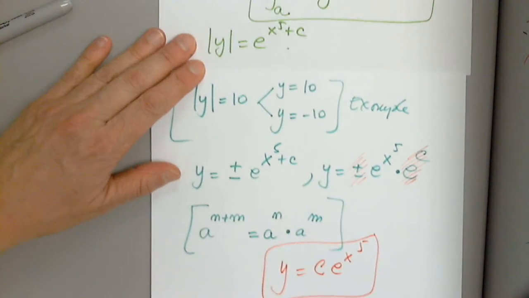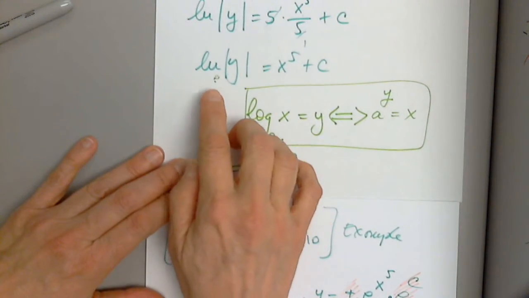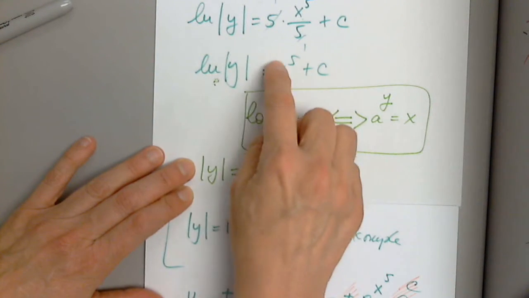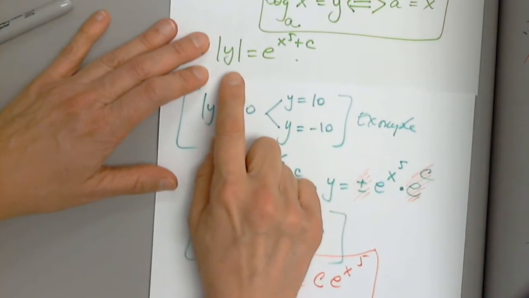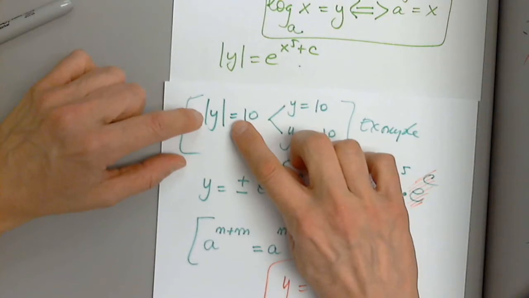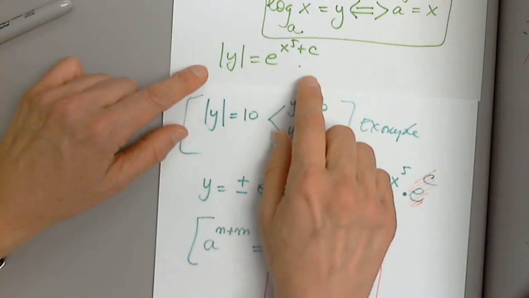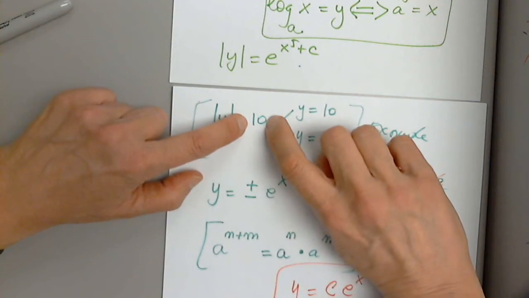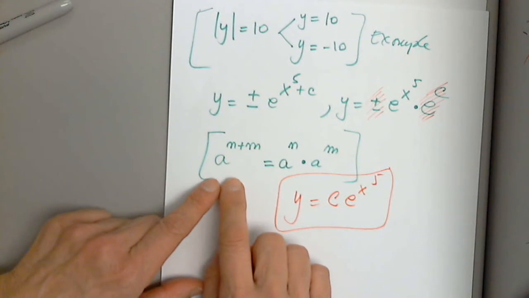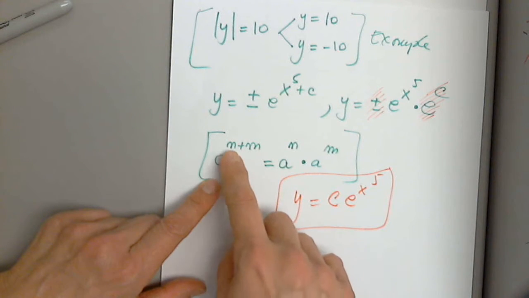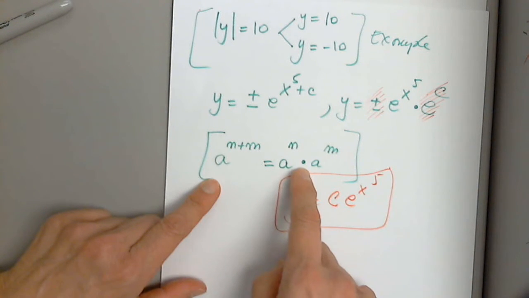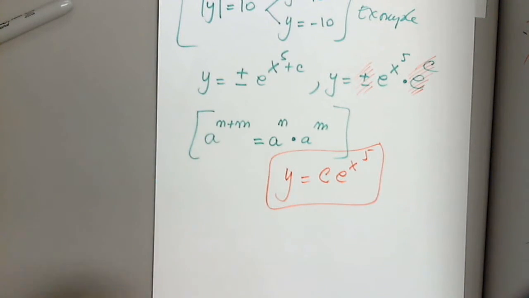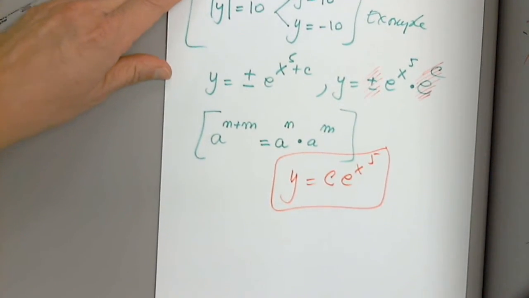So here we used two different steps that we need to refresh our memory on. One was how to change a log equation into an exponential equation. The base raised to this whole thing equals the absolute value of y. Then we had to refresh our memory on how to deal with an absolute value equation, plus or minus. So that's where the plus or minus is coming from, this side, not from this side. And then we had to refresh our memory on an exponential property: a raised to a sum equals a raised to the first quantity times a raised to the second quantity. And this is the most general solution of the differential equation.